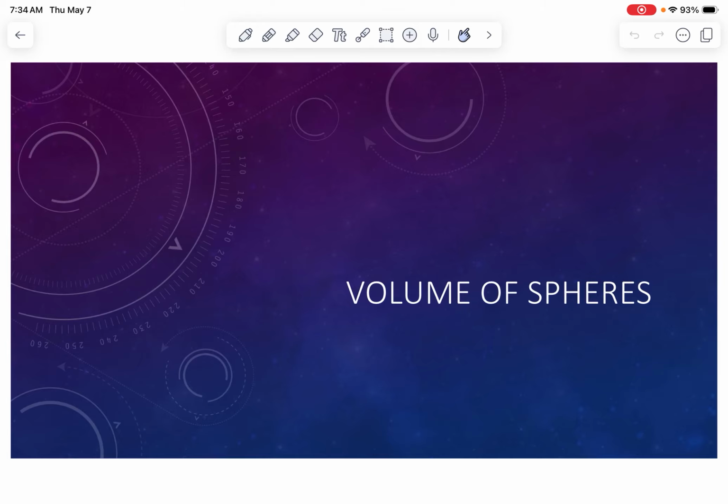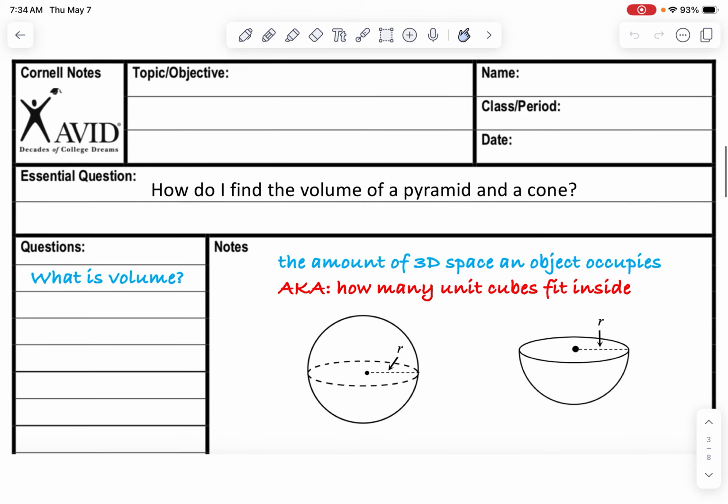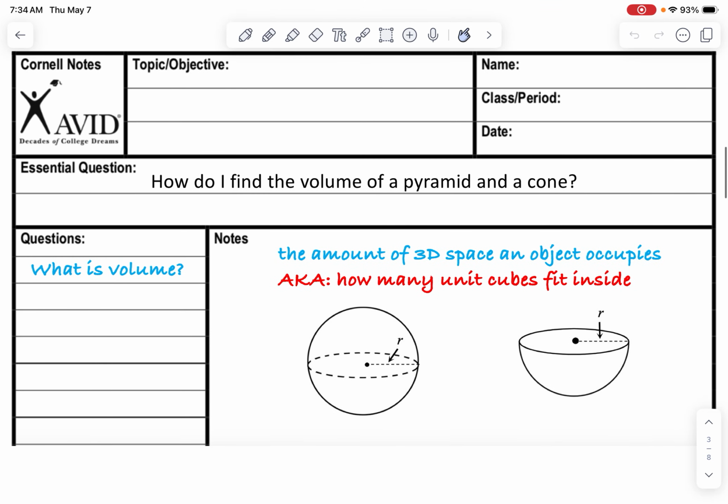Okay, so this lesson is on volume of spheres. A reminder that volume is the amount of three-dimensional space an object occupies. In other words, how many unit cubes fit inside of the shape.